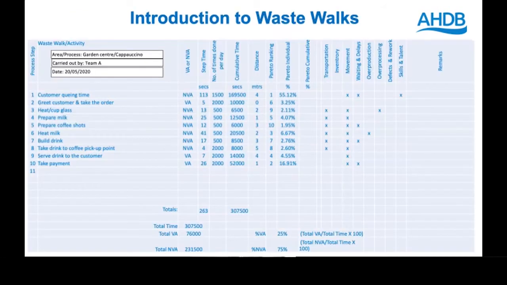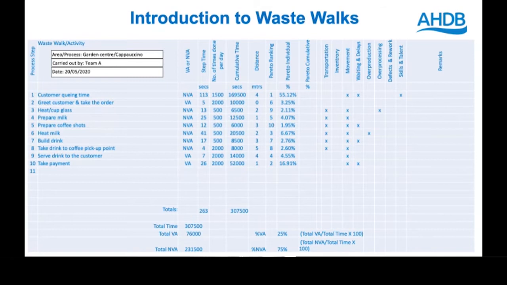We then got you to think about waste walks themselves. So this is just a spreadsheet that we sent you a template of, and quite a few of you guys have filled these waste walks in now. This is where you simply take the information from the process map, record it onto a spreadsheet, and it's just an easier way of displaying the data.